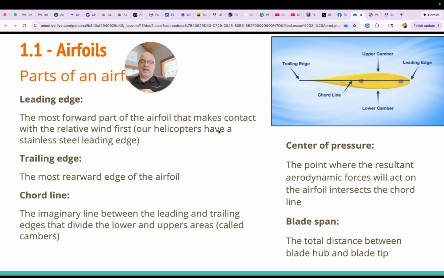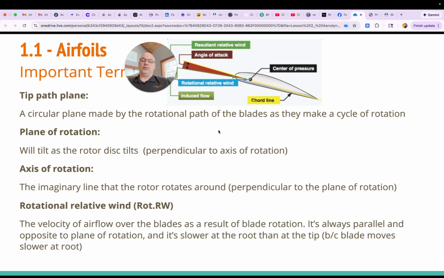The blade span is the total distance between the hub, right, by the rotor head, all the way to the blade tip. So the next one would be the tip path plane, which is, if you stand back and look at a full rotation, and it's kind of cool when they do it at night. Sometimes there's lights that you can really visualize that. It's a circular plane made by the rotational path of the blades as they make a full cycle of rotation itself. Now the plane of rotation will tilt as the rotor disc tilts, perpendicular to the axis of rotation itself.